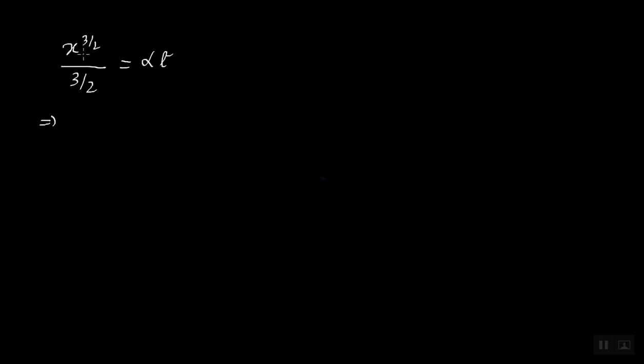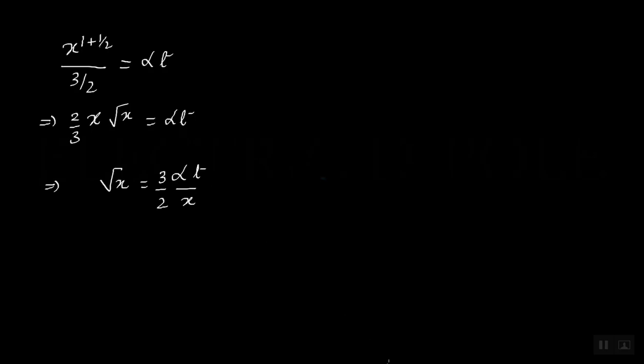So here x to the power half is actually what? Shall I do it like this? Yeah, so instead of 3 by 2, let me write 1 plus half, and that would be better. So this is actually x to the power 1 into x to the power half, root x, by 3 by 2. So this will be 2 by 3 is equal to alpha t. So what is root x? Root x will be alpha t times 3 by 2.